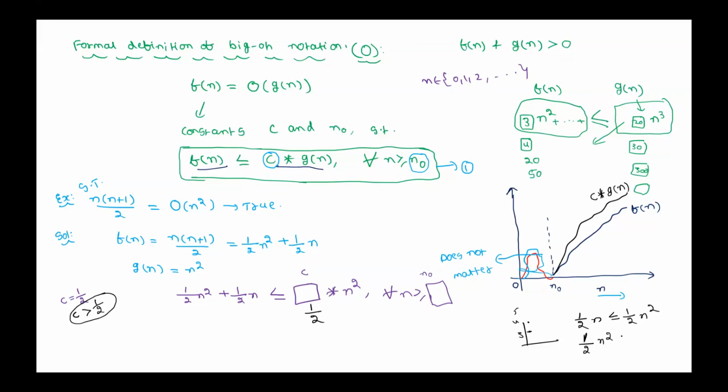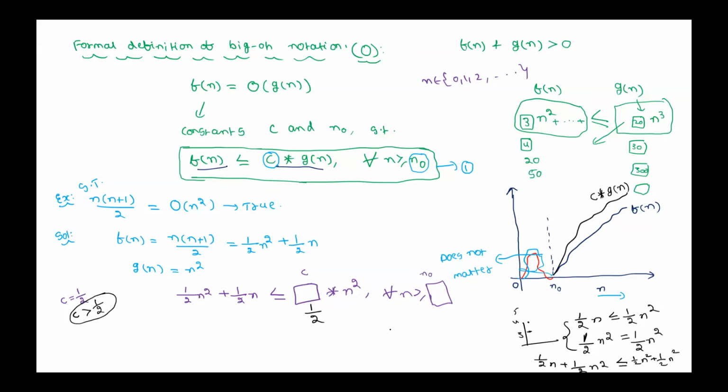Now we know that 1 by 2 into n square is the same as 1 by 2 into n square. 1 by 2 into n is less than or equal to 1 by 2 into n square. If we combine these two, then what happens? This is the same as 1 by 2 into n plus 1 by 2 into n square, which is less than or equal to 1 by 2 into n square plus 1 by 2 into n square.